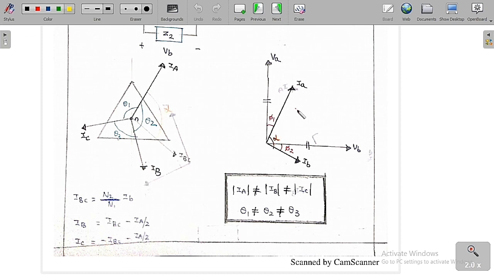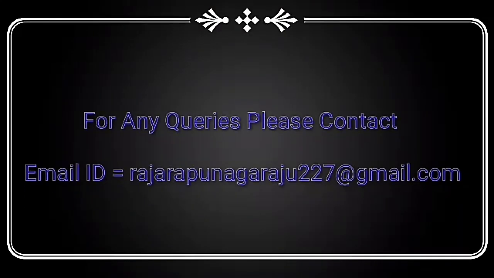So whenever we connect a balanced load, the primary line currents are balanced in nature. If you connect an unbalanced load, then the primary line currents are unbalanced in nature. That is the thing that I have been trying to tell you all this time.